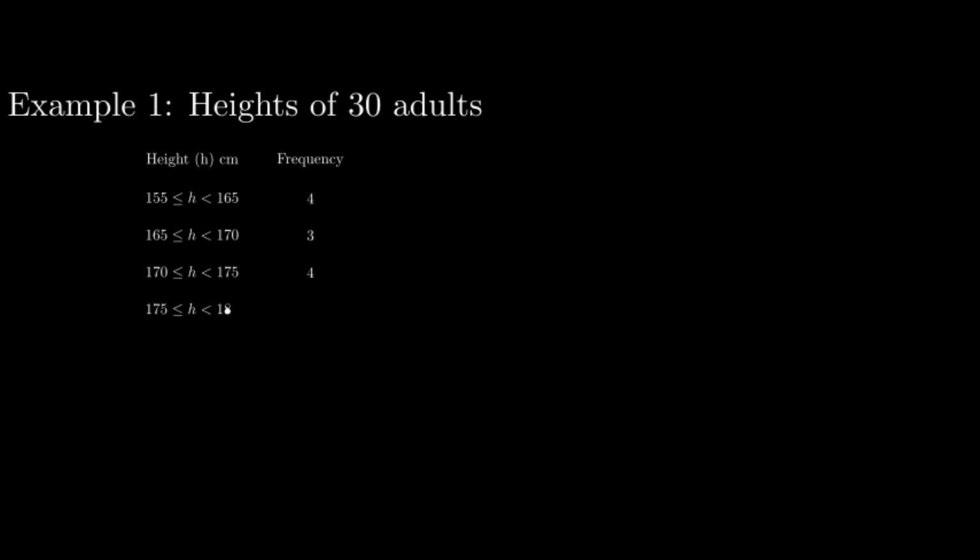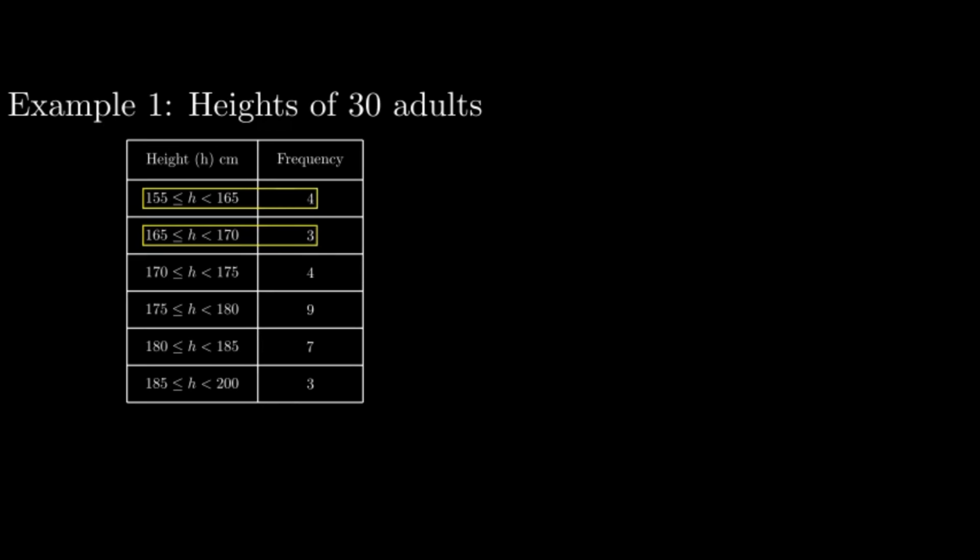Because the area represents frequency, the height of each bar must be adjusted based on its width. The height of a bar in a histogram is called the frequency density. It's calculated by dividing the frequency of a class by its class width. Let's draw a histogram for this data on the heights of 30 adults. Notice that the class widths are not all the same. For example, the first class has a width of 10, while the second has a width of 5.